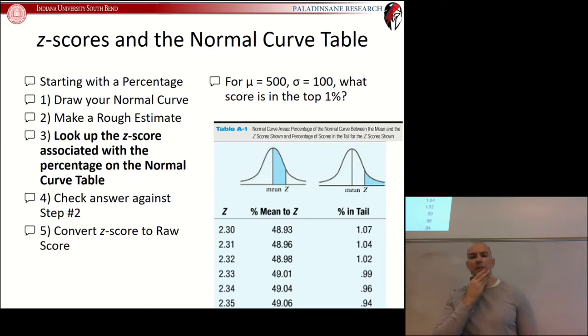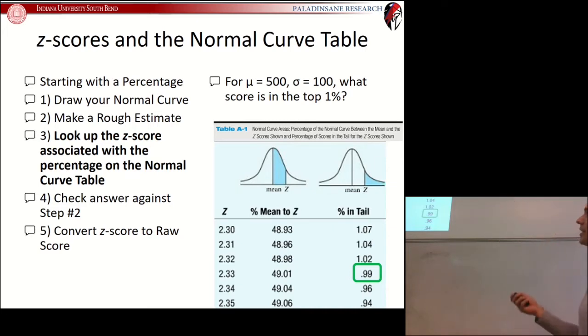Now, when you're looking up percentages in the tail, sometimes you won't find that exact percentage. This is one of those cases. So in this case, we want to get as close to that exact percentage as we can. So what we're looking for is 1%. 0.99 is closer to 1% than 1.02. So that's a number that we're going to use.